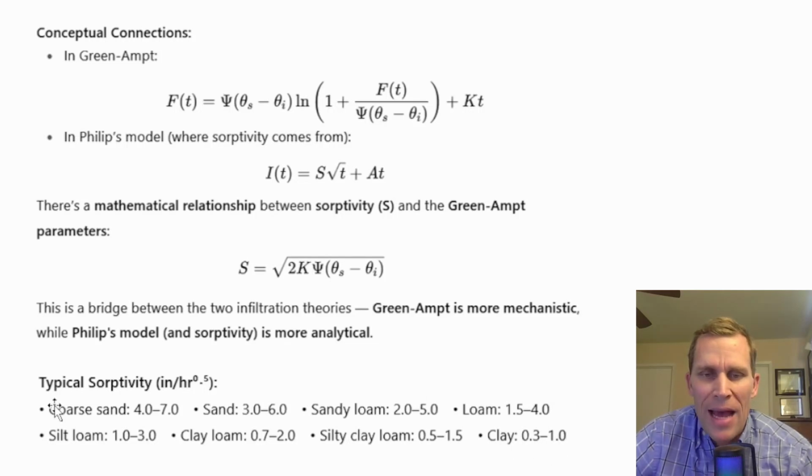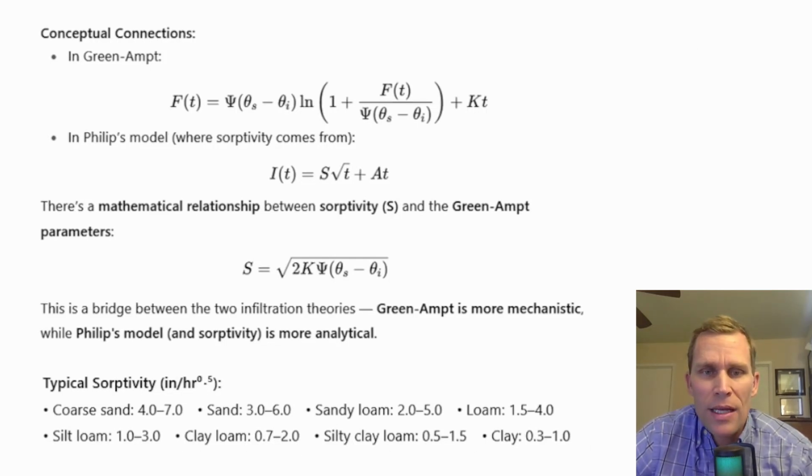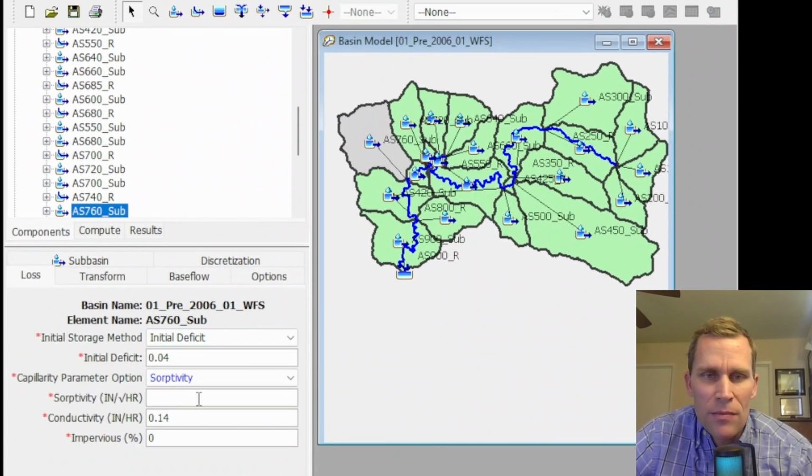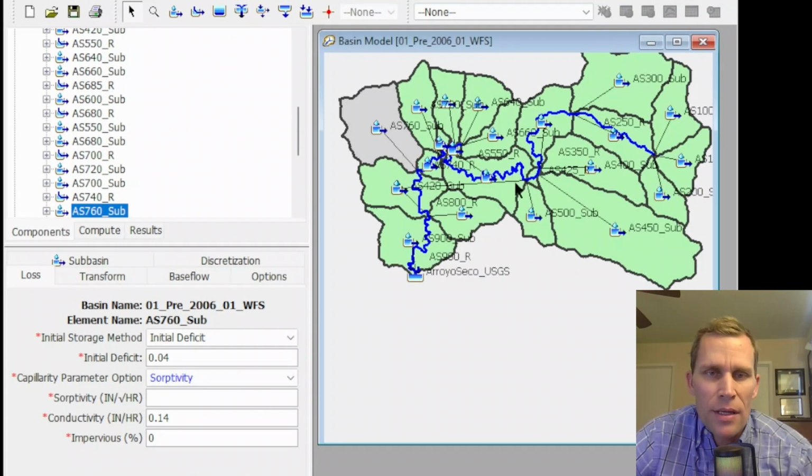So I just wanted to add this in here so when we run our calculations, we can do a ballpark check to make sure we're in a typical range of values. All right, so let's go ahead and do that. Let's calculate the sorptivity for all of our subbasins here in the map.